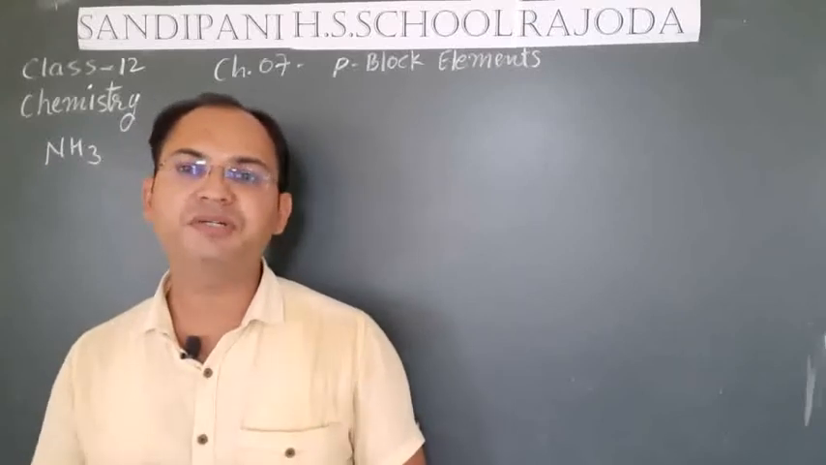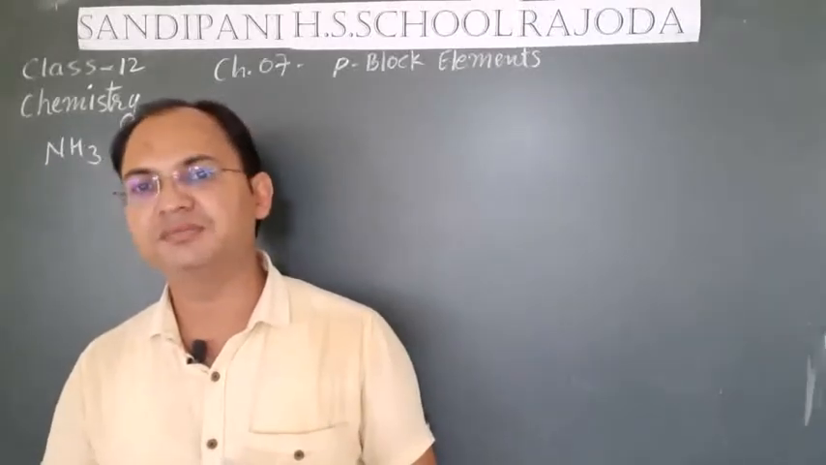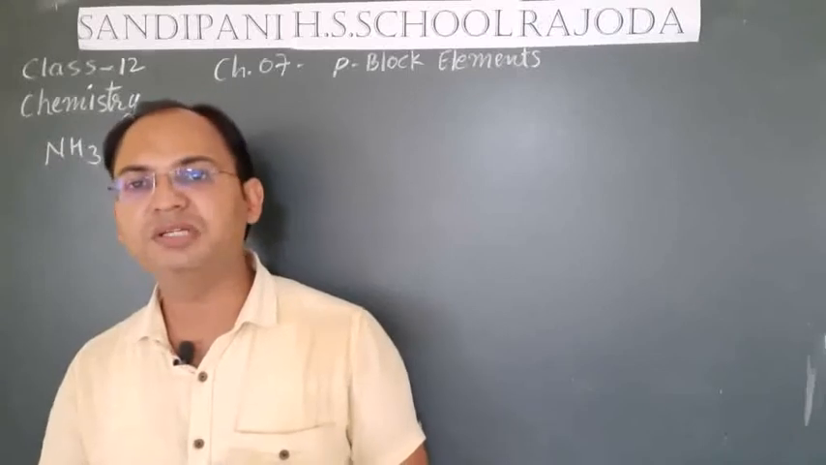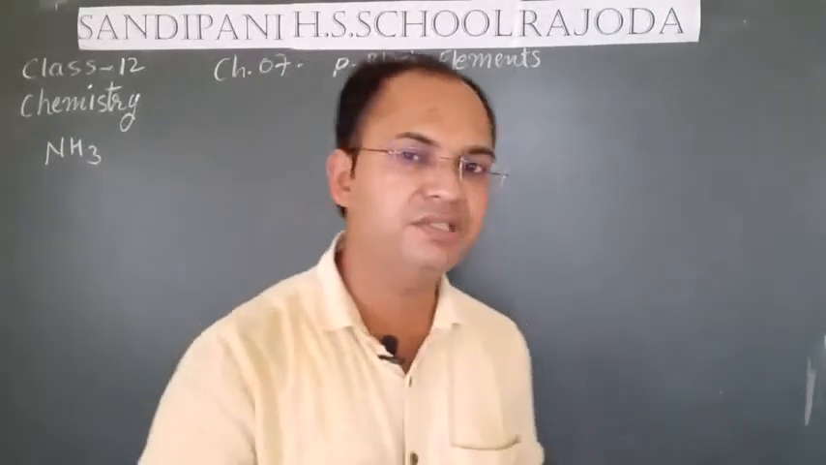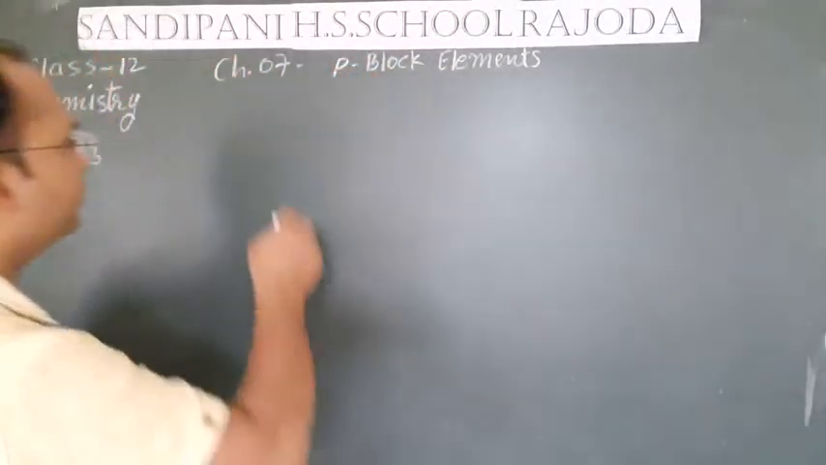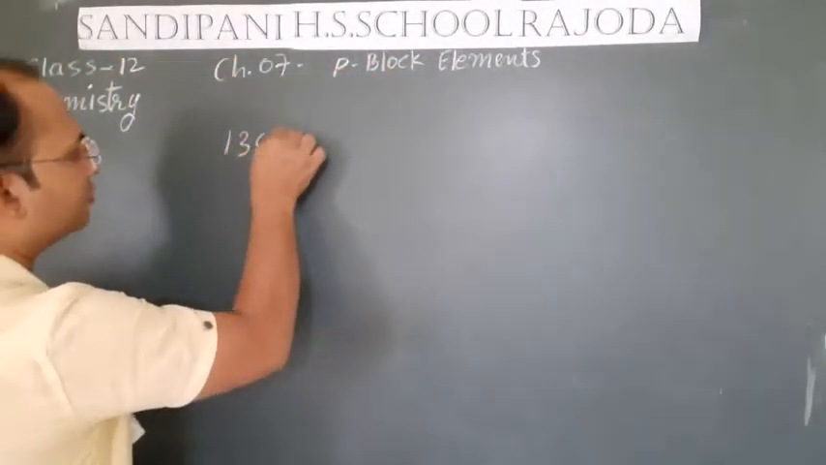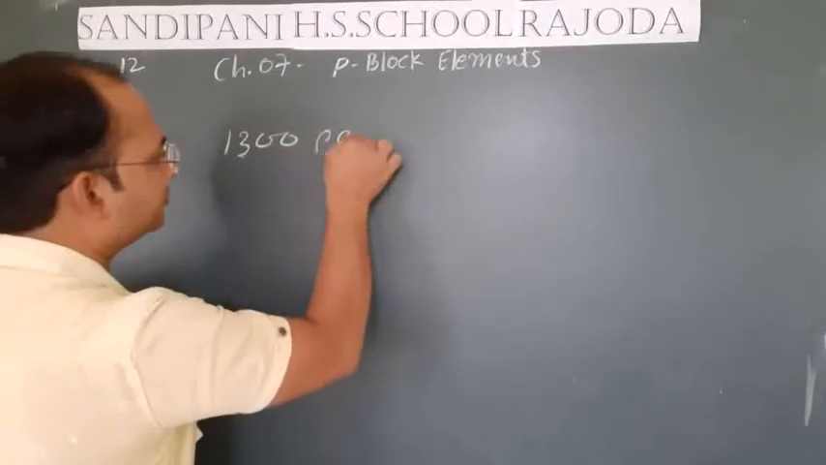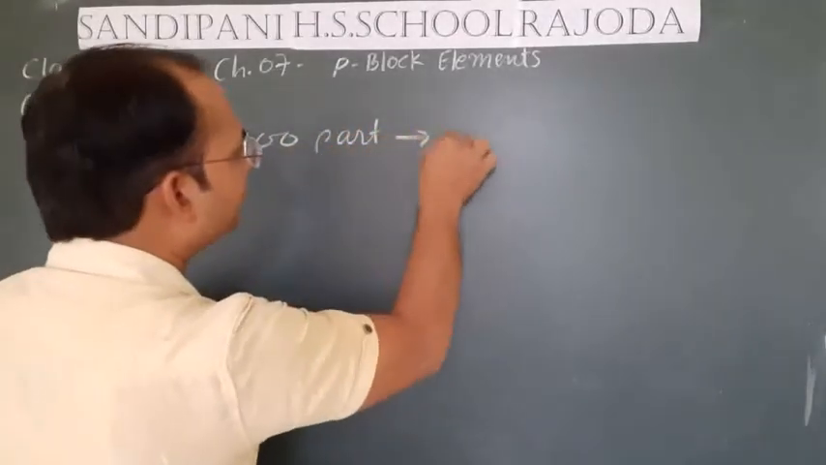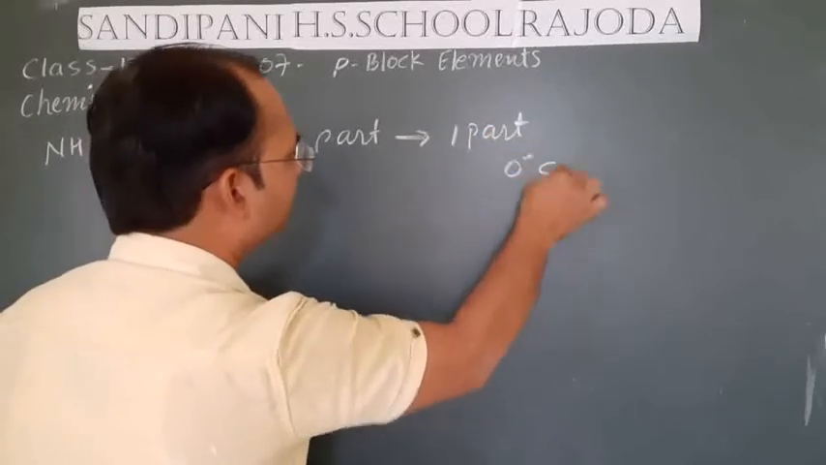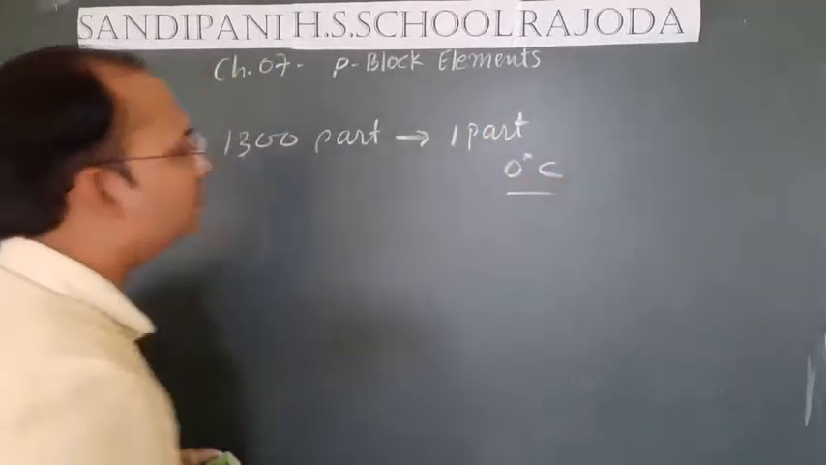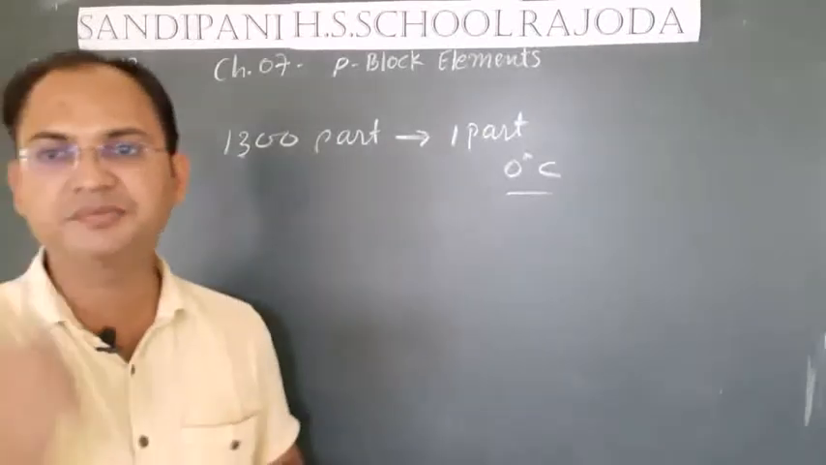The fourth physical property is that it is readily soluble in water. And if you talk about the solubility coefficient of ammonia, then near about 1300 parts can be dissolved in 1 part of water at 0 degrees Celsius. In terms of solubility, the temperature is always mentioned.